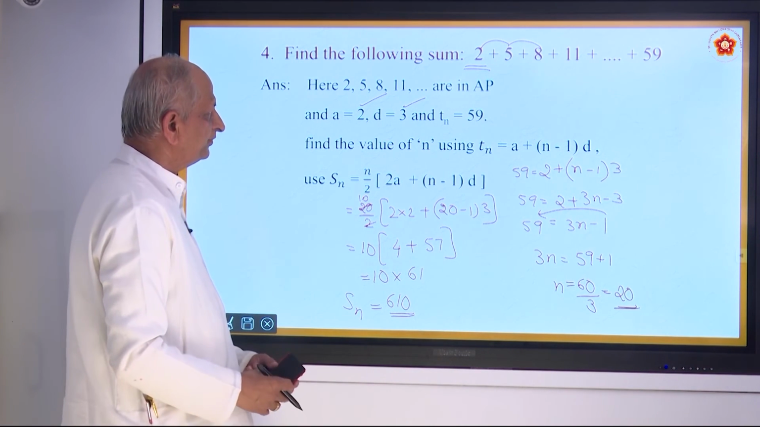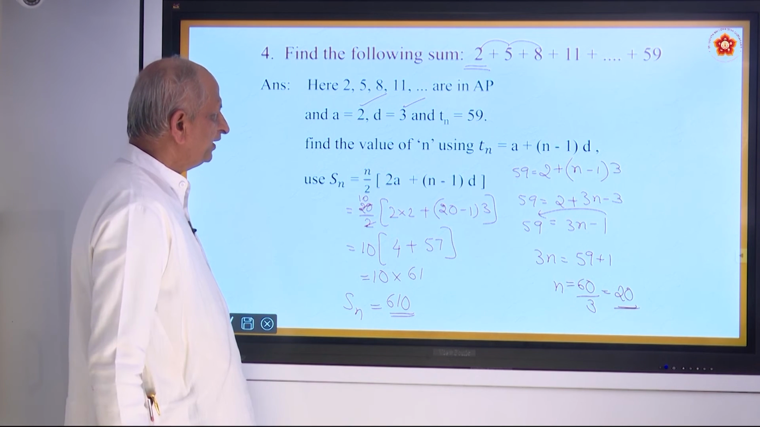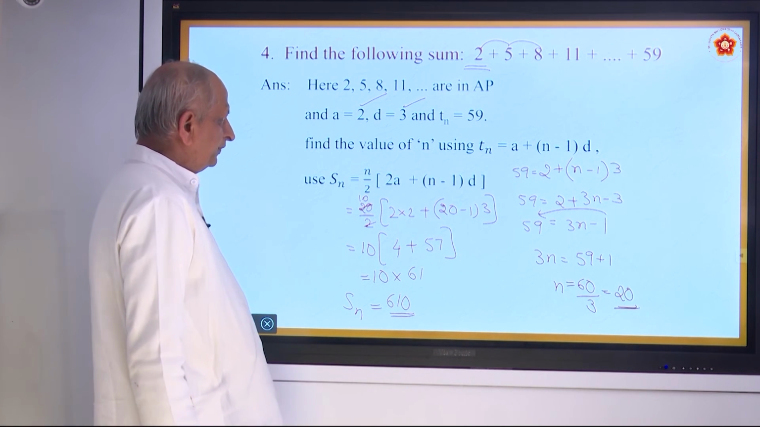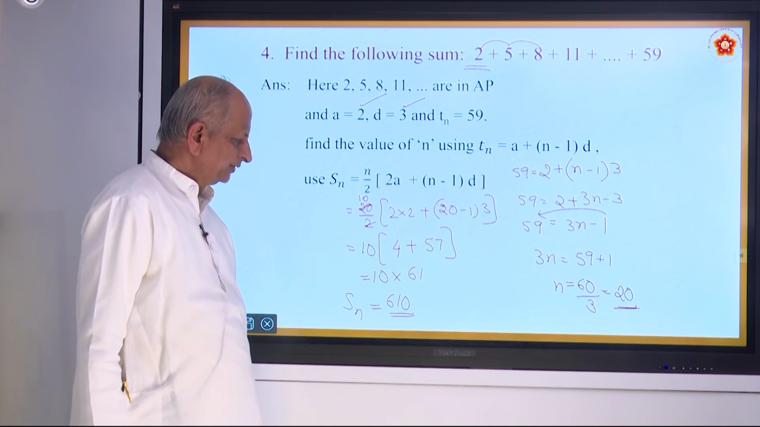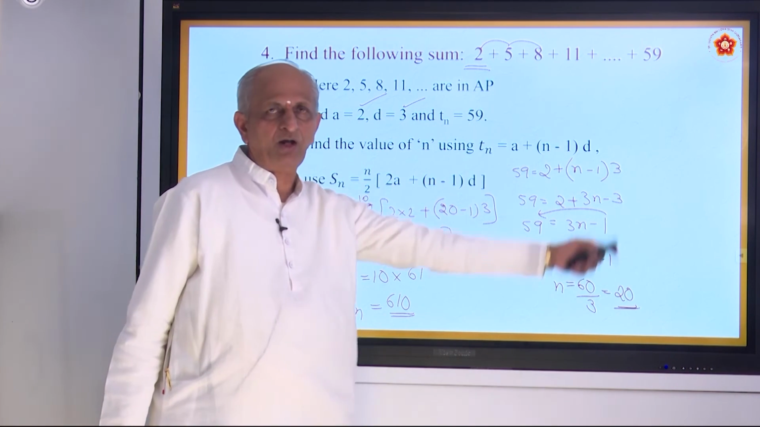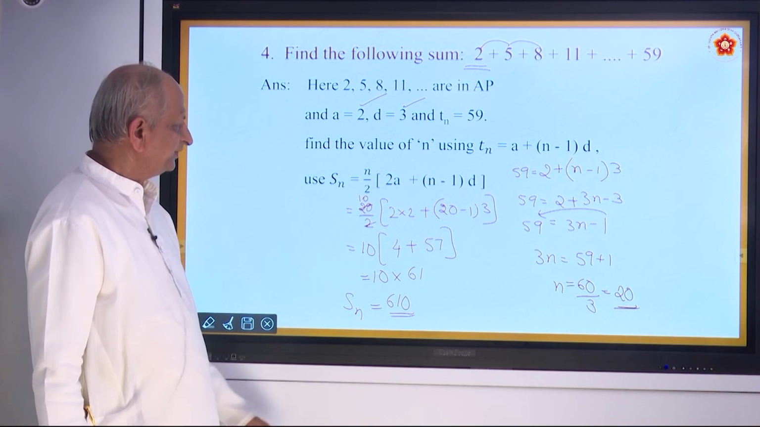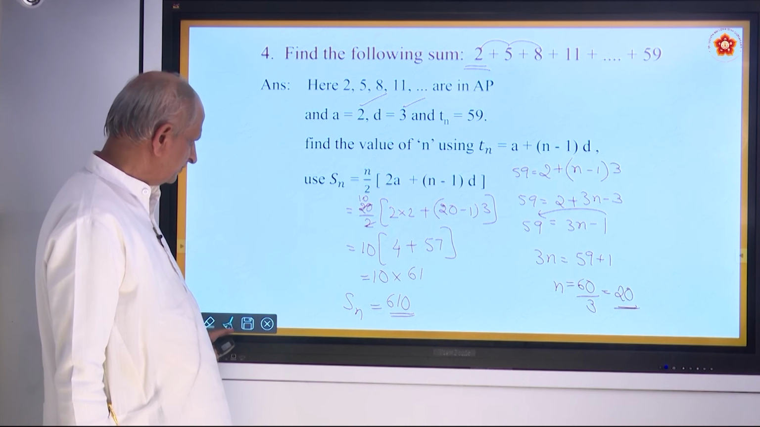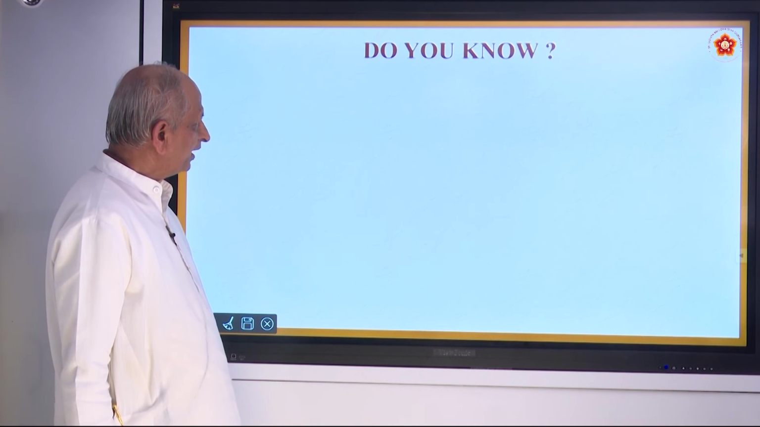Sum of the terms 2, 5, 8 up to 59 is equal to 610. You can verify if you want, just add all the numbers, you get this answer. So nice, superb.